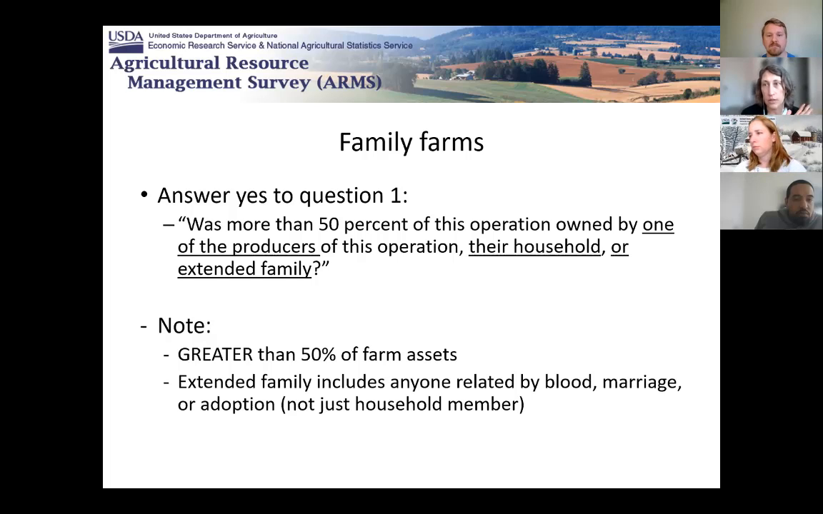The key thing to note here is that a single family means related by blood, marriage, or adoption, and they don't have to only live in the household of an operator. They're extended family, right? So anybody related by blood, marriage, or adoption to at least one of the producers, if those people in combination own more than 50% of the farm assets, the respondent would answer yes to this question, and we would classify the farm as a family farm.